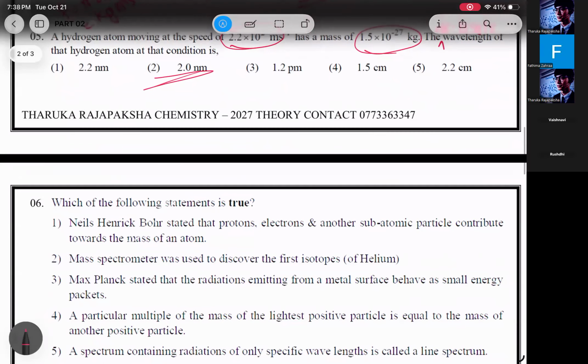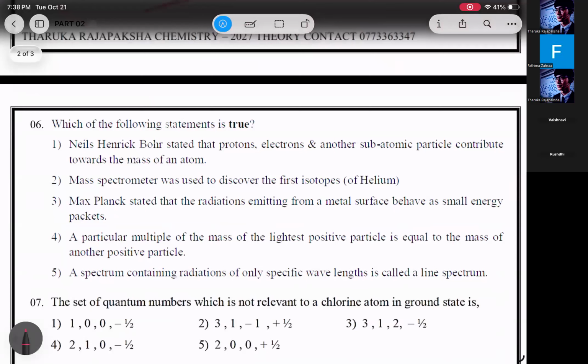Okay, then let's look at the sixth question. This one also a little bit tough. If you know the correct answer, then this is easy. But other statements are messing up with you. There is something which I didn't tell you in the theory class also. So please note it down. I'll tell you what it is.